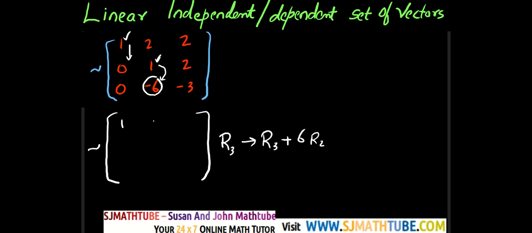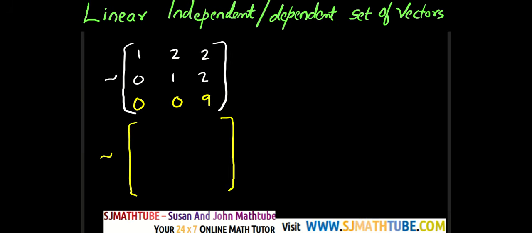So there will be no change in the first row, and the second row remains the same, and the third row 0, minus 6 plus 6 will be 0, and minus 3 plus 6 times 2, it will be 12, 12 minus 3, 9. And we are almost at the end.